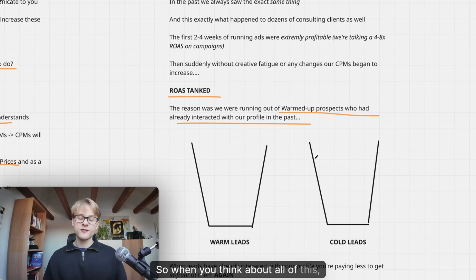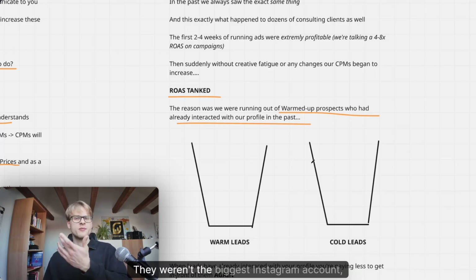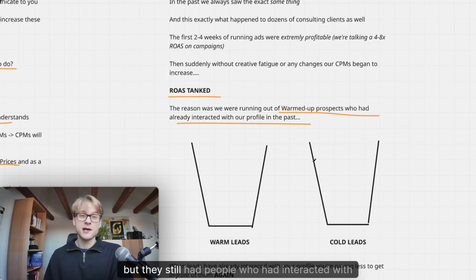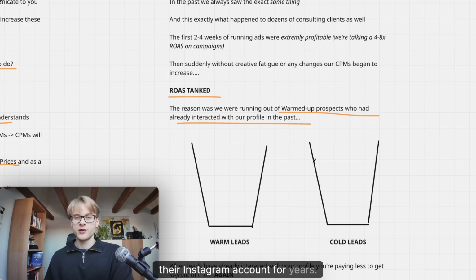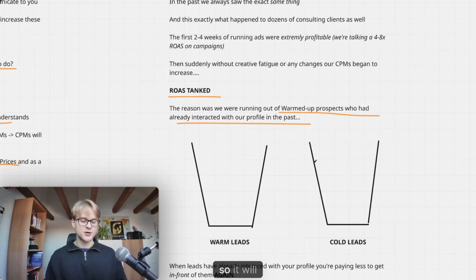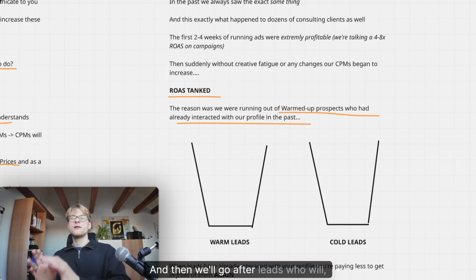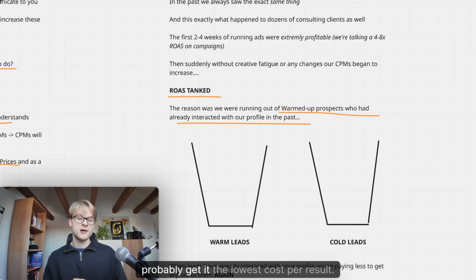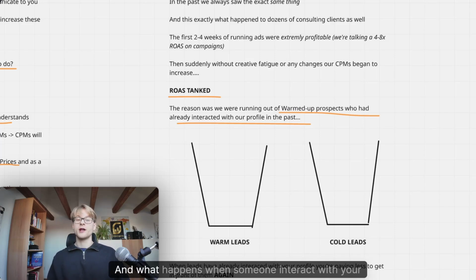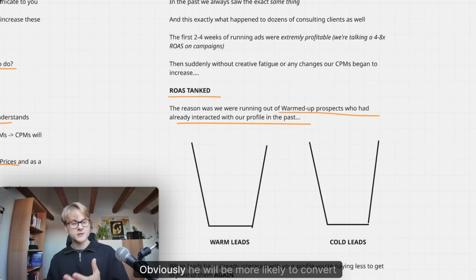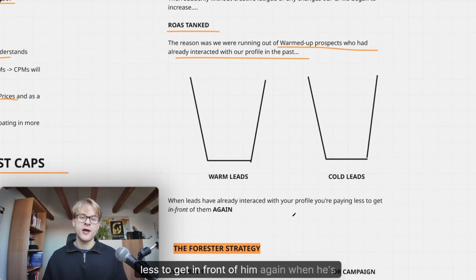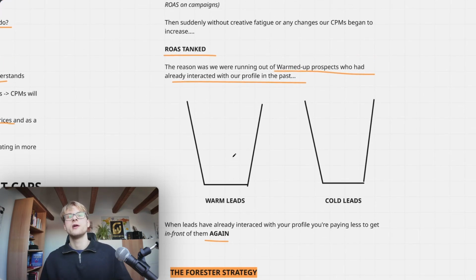When you think about it, all of these profiles had some Instagram account connected. They weren't the biggest Instagram accounts, maybe 5,000 followers, 10,000 followers, but they still had people who had interacted with their Instagram account for years. And obviously what Meta does is it will optimize for the lowest cost per result. So it will calculate the probability, and go after leads who will probably get it the lowest cost per result, based on their data points, based on their interactions in the past. And when someone interacts with your profile, watches your reel, obviously he will be more likely to convert because he already knows you. And you also pay less to get in front of him again when he's already interacted with your profile.